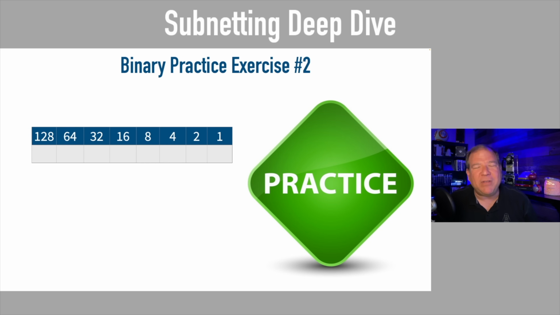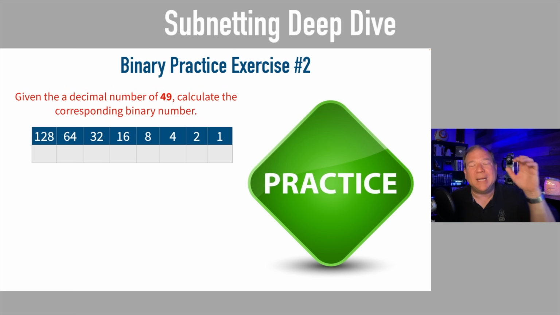But let me give you another exercise. Let's go in the other direction. This might take you a couple of seconds longer. Here we're going to go from a decimal number of 49, and my challenge for you is give me the corresponding binary number as I take a sip from my imperial mug here. What is the binary equivalent of 49?